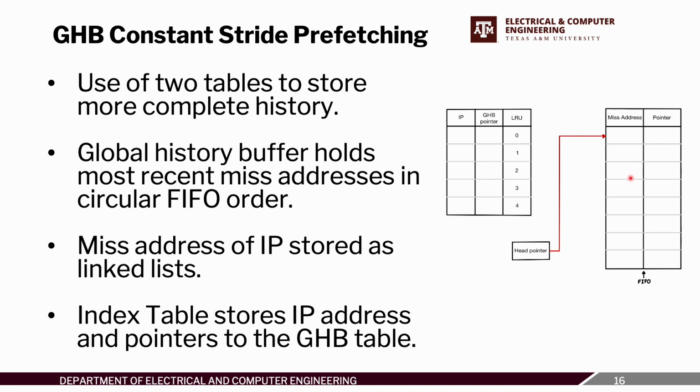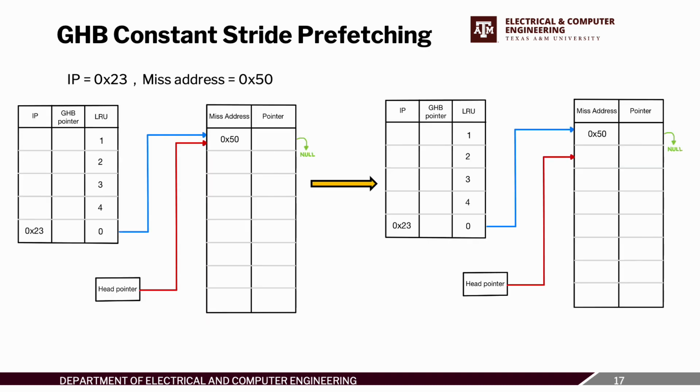This global history buffer is accessed by a head pointer in a circular FIFO fashion. Let's say an IP of 0x23 comes with a misaddress. In this case, the IP is entered into the index table, just like what we saw in IP stride prefetching. However, the misaddress is entered into the GHB, wherever the head pointer is pointing to. Once this is done, a link is created from the IP index table entry to the GHB entry with the corresponding misaddress. After this, the head pointer is incremented to point to the top of the circular GHB FIFO.